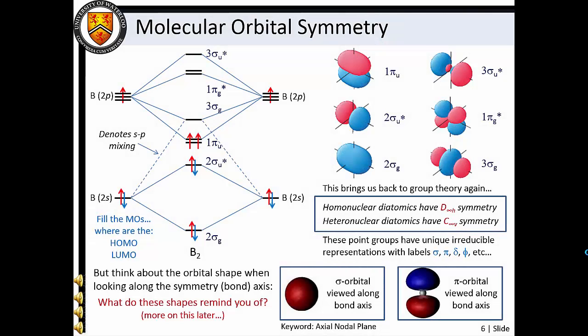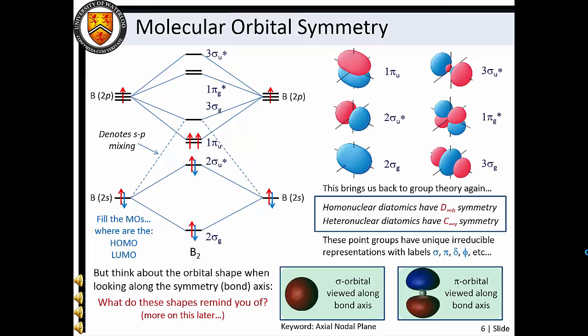The origin of the Greek letter labels becomes clear when we think about the symmetry of the MOs. Notice that if we view the sigma MOs along the bond axis, the electron density distribution looks reminiscent of an atomic s orbital. Similarly, viewing a pi MO along the bond axis shows an orbital projection that is reminiscent of an atomic p orbital.